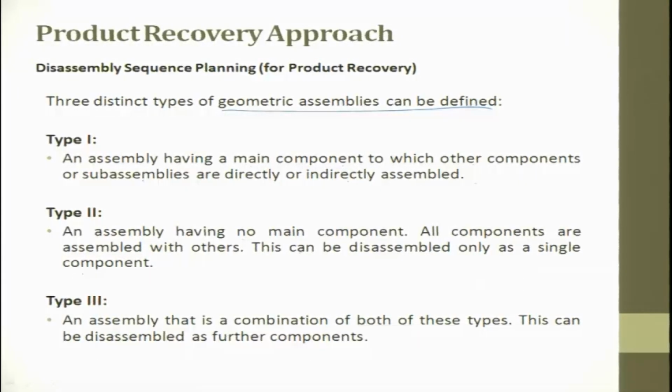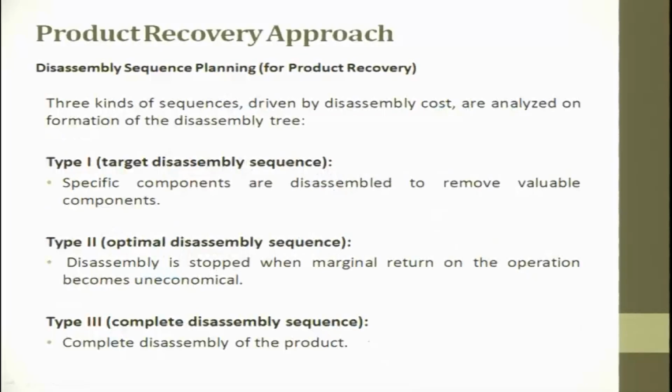This is something like what is used in a toy. An assembly having no main component, so there is no base. All components are assembled with each other, like a wheel or a nut or whatever it is. This can be disassembled only as a single component when you try to remove it. Type 3 is an assembly that is a combination of both types. This can be disassembled into further components.